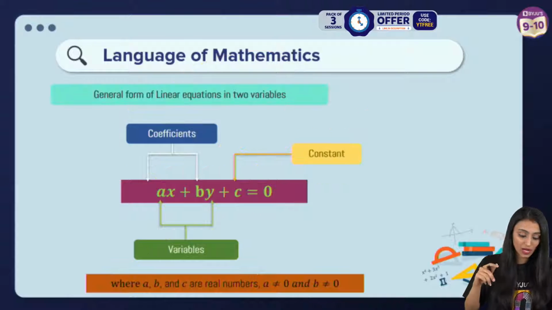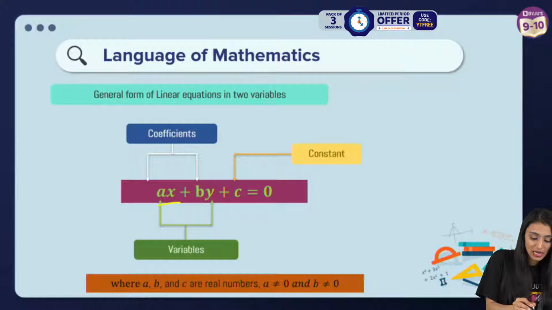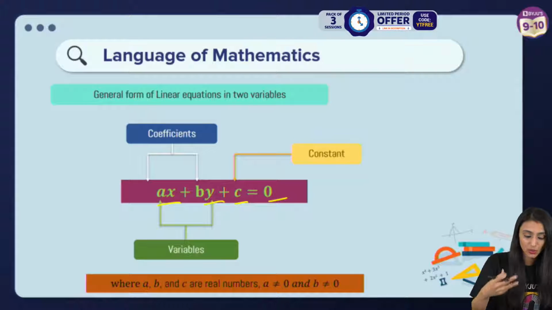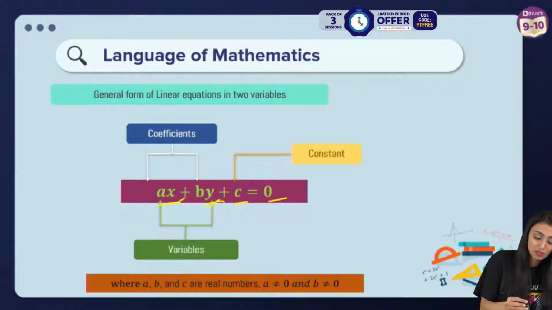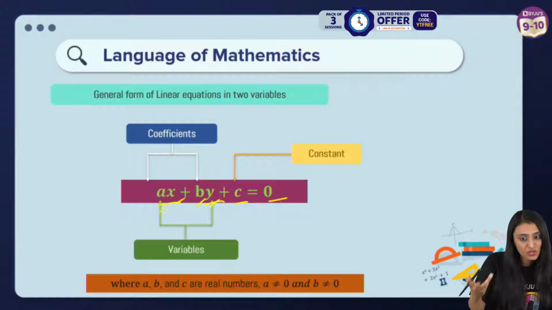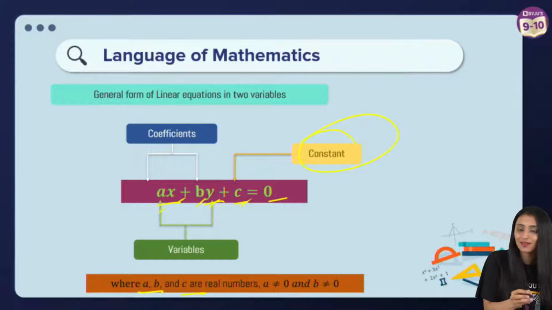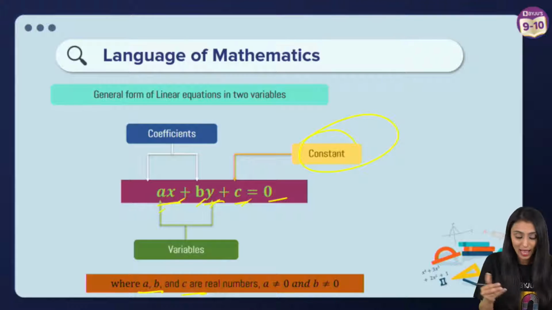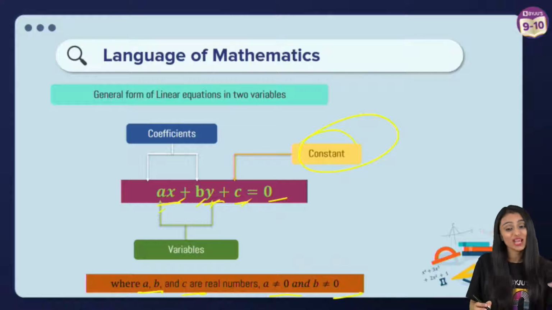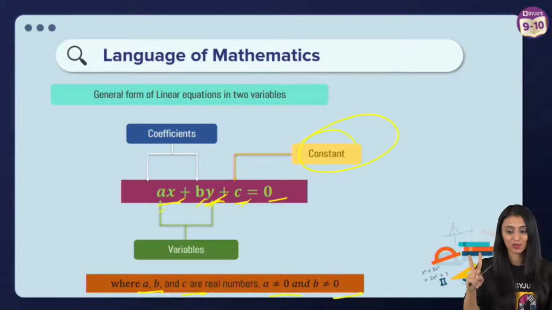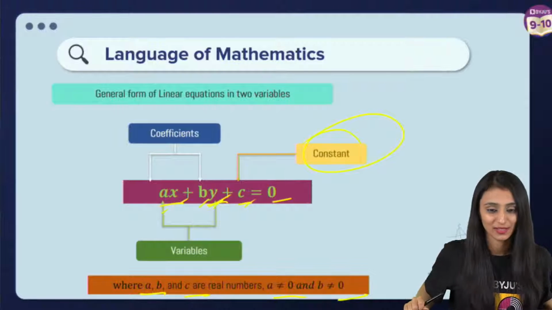But remember one thing, when I was talking about the general form, if I write this in general form, that's going to be ax plus by plus c equals 0. This is the general form of a linear equation in two variables, where x and y are variables, a and b are coefficients of x and y, and c is the constant term. a, b and c are real numbers, and a and b cannot be 0, because if any one of them is 0, it will no more be a linear equation in two variables. Two variables have to be there.